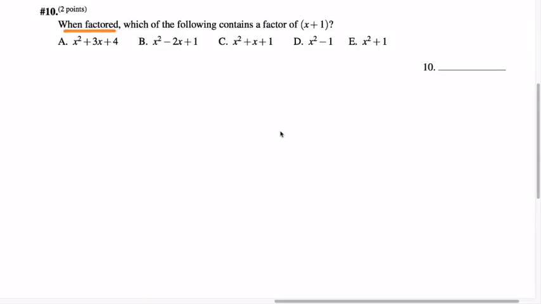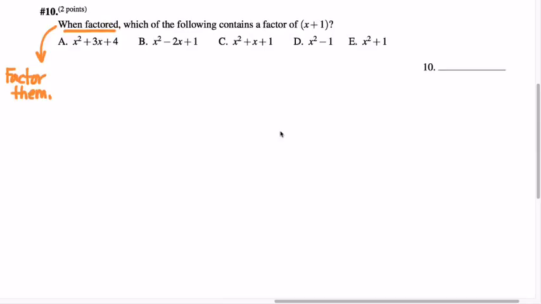So this is question number 10 from exam number 3. And it asks you, when factored, which of the following expressions contain a factor of x plus 1? There are a lot of different ways to go about this, but the way that I was intending for you to approach this problem is to look at the available choices and just factor them.